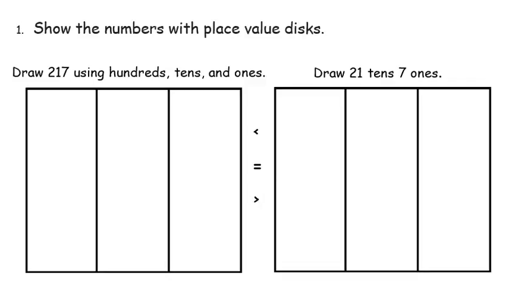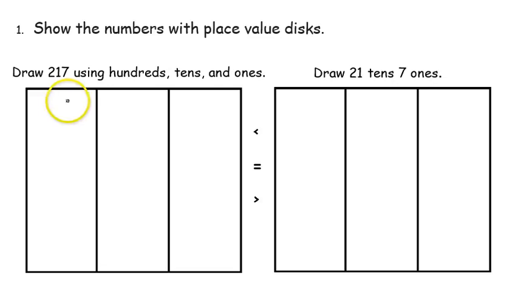This tutorial is for 2nd grade, Module 3, Lesson 17. In Lesson 17, we're going to continue comparing numbers written in different forms. The directions say to show the numbers with place value discs. The first one says draw 217 using hundreds, tens, and ones.